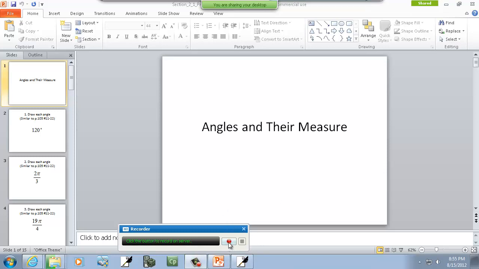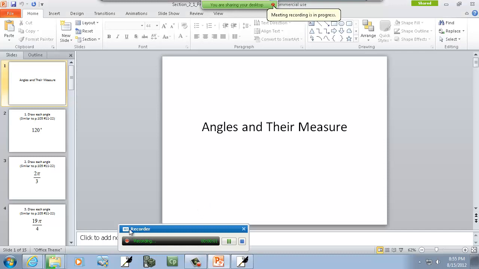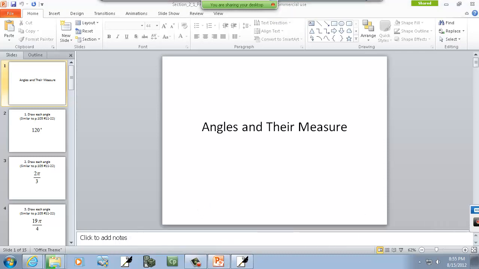Let's take a look at angles and their measure. I get my recording going here. There it goes. Move that over clear over there. Now, first thing, let's talk about degrees.